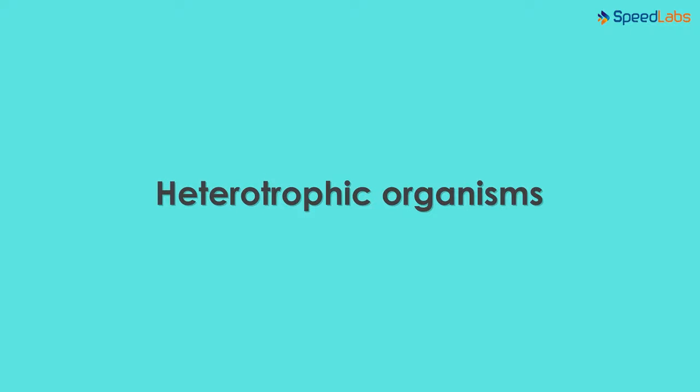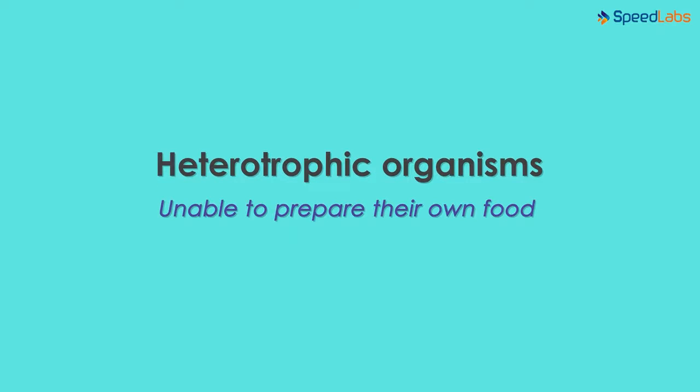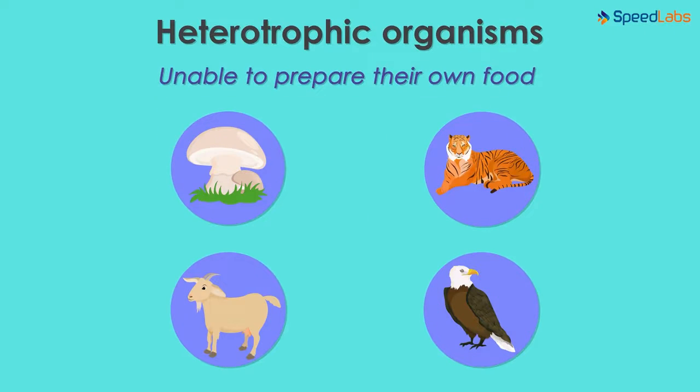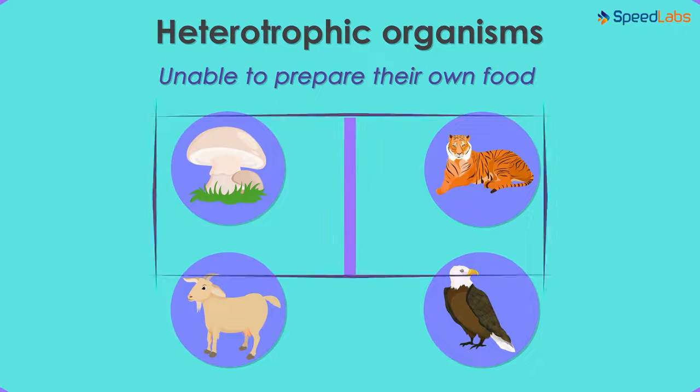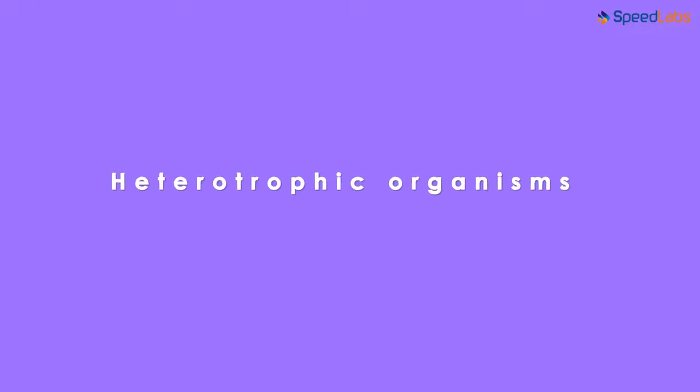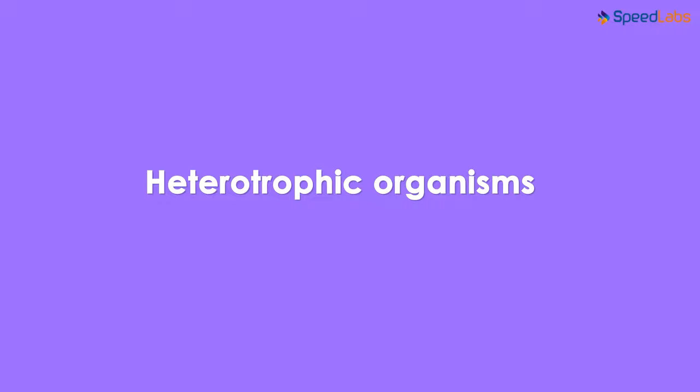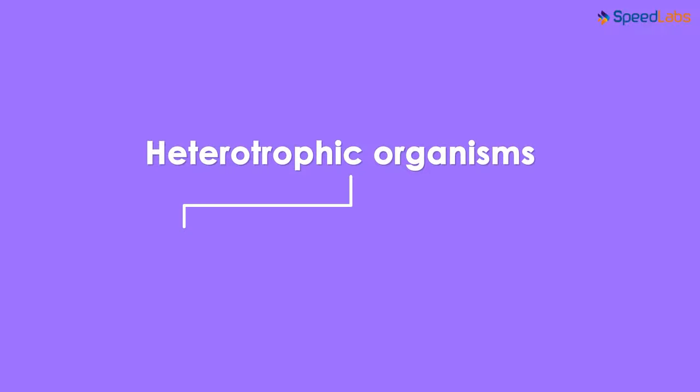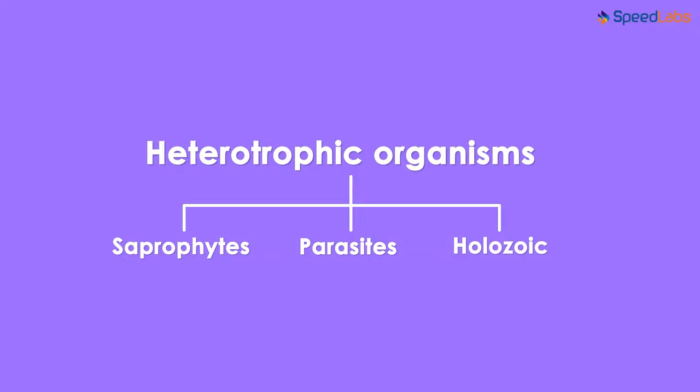Heterotrophs are those which are unable to prepare their own food. But then, how do they obtain the necessary nutrients? Unlike green plants, heterotrophs depend on other living or dead organisms for their food. These can be broadly divided into three major categories based on their food habit. These include saprophytes, parasites, holozoic organisms.